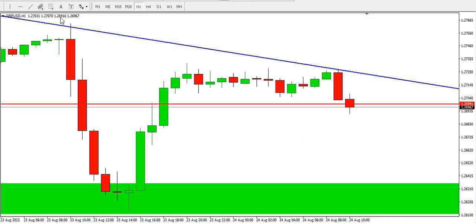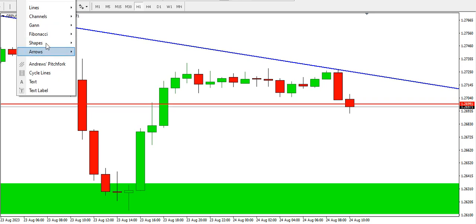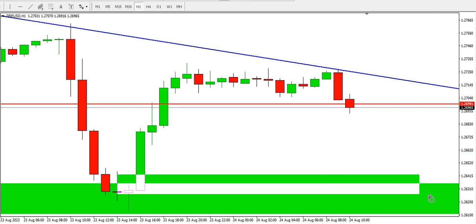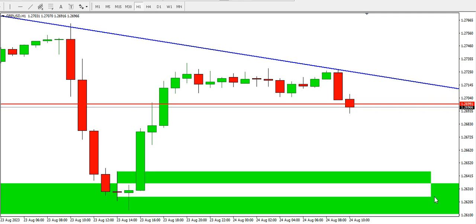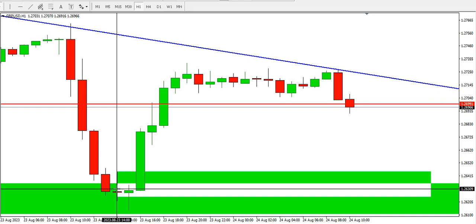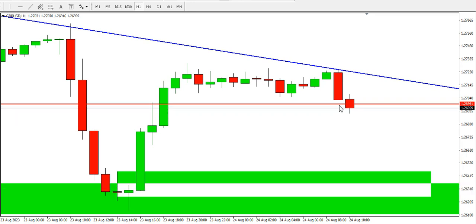On the 1-hour time frame, we have the range low, and we also have this particular order block just close to the range low. I'm talking about the 1.26300 level. We have another block there. Price might likely drop to that level.